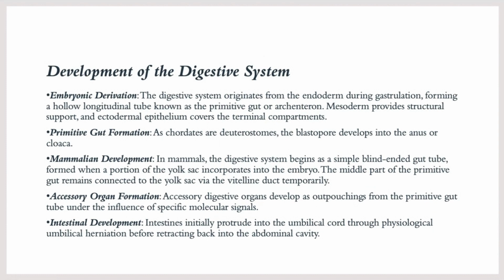Chordata are deuterostomes. We mentioned last week that deuterostomes are animals that develop their anus first. So their blastopore basically becomes their anus first. Do you guys remember the name of the groups? What was the opposite of deuterostomes?